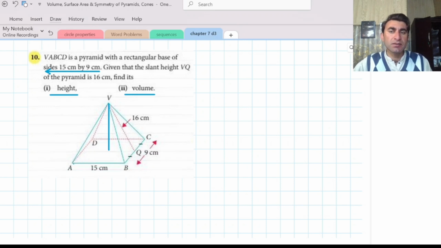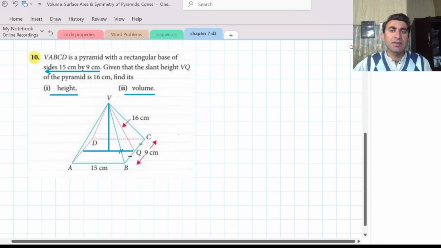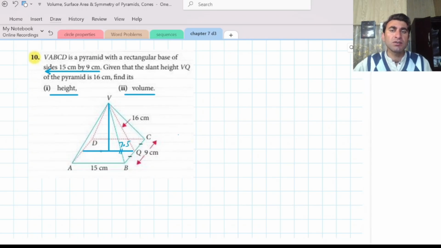So as we see, this side AB is 15 centimeters. So if I move it to the middle of the shape, it is definitely passing through the midpoint of this 15 centimeters, so it must be 7.5 centimeters on each side. Now as we see, 16 centimeters becomes the hypotenuse of this right triangle, and if height is represented by h, we can definitely apply the Pythagorean identity to find the value of height.